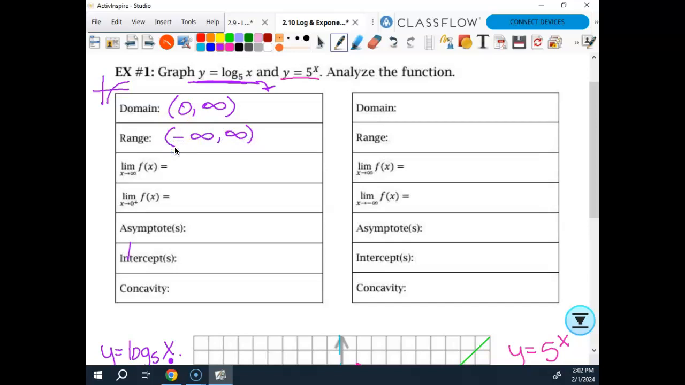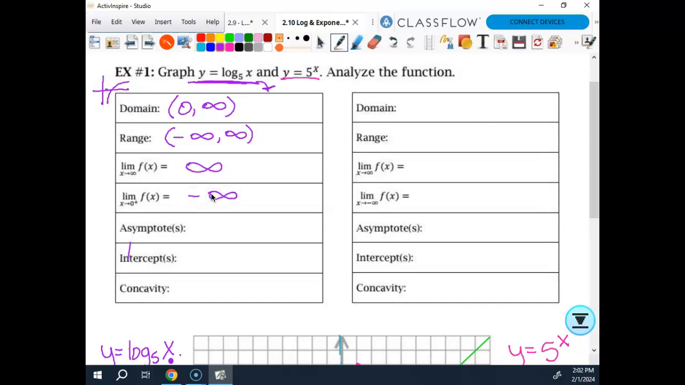So then I have the limit as x approaches infinity of f of x. As x approaches infinity, what is y approaching? Infinity. Y gets bigger and bigger and bigger, right? Now notice this doesn't say as x approaches negative infinity. This says as x approaches 0, then there's that plus sign. What does that plus sign mean? From the right. Good. As x is approaching 0 from the right, what is y approaching? Negative infinity.